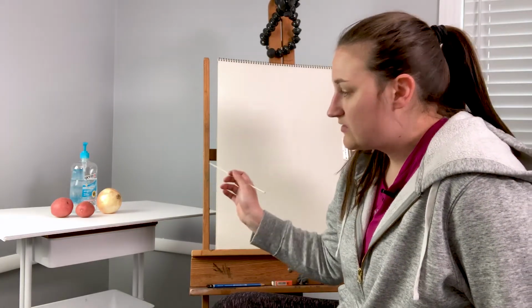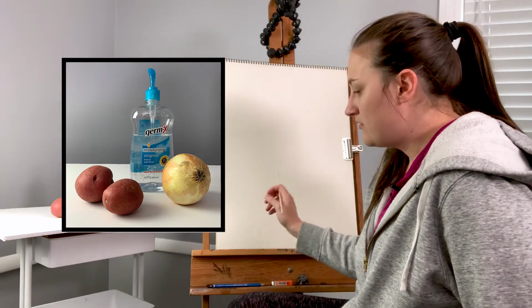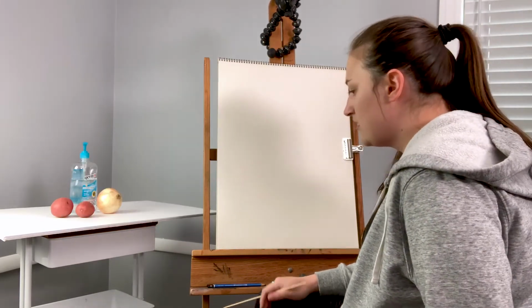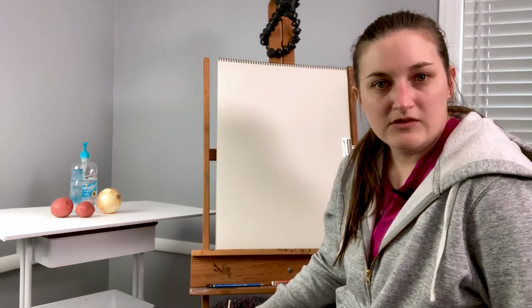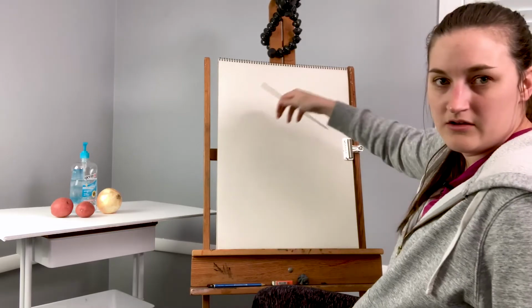Now mine is kind of a square, so I could go either way, but I'm going to leave mine vertical for now. But take a look, determine is it horizontal or vertical, change the orientation of your paper if you need to.